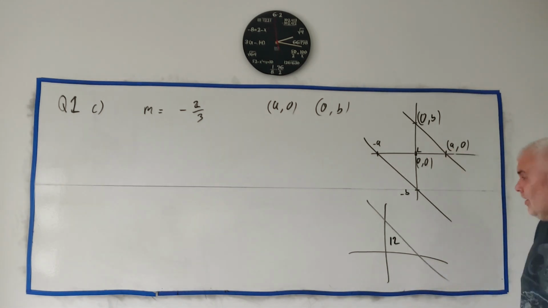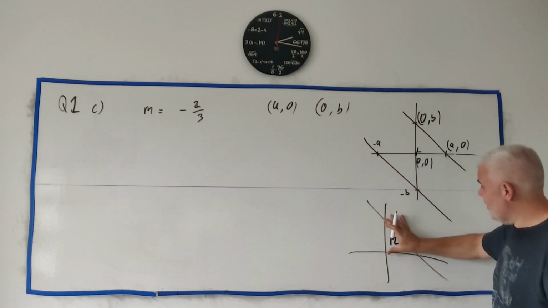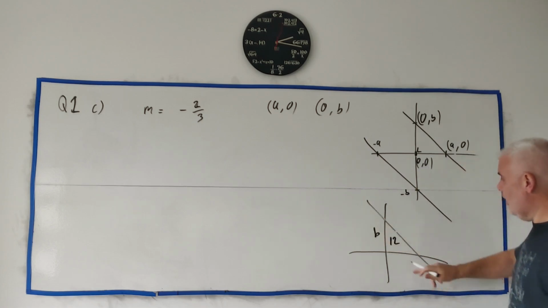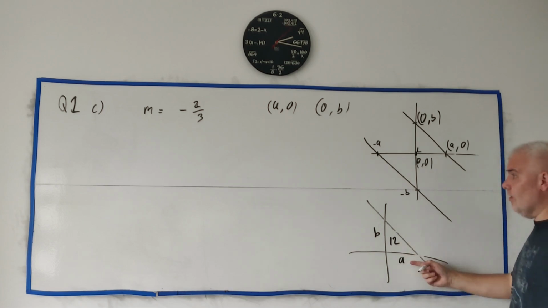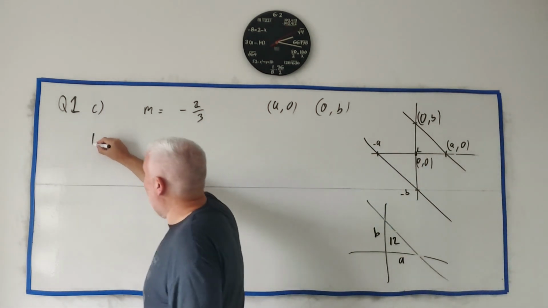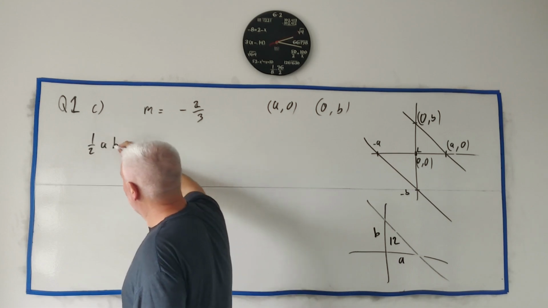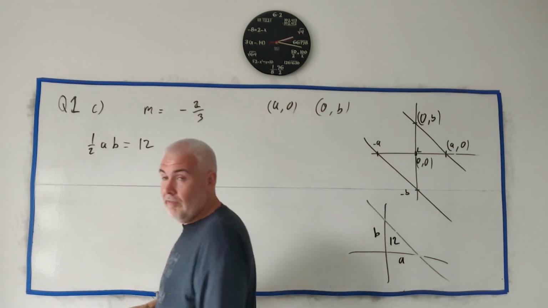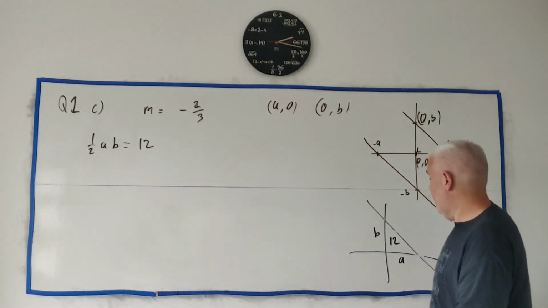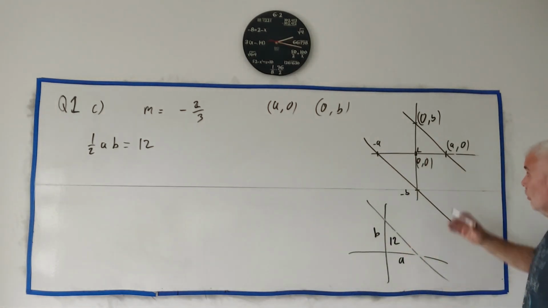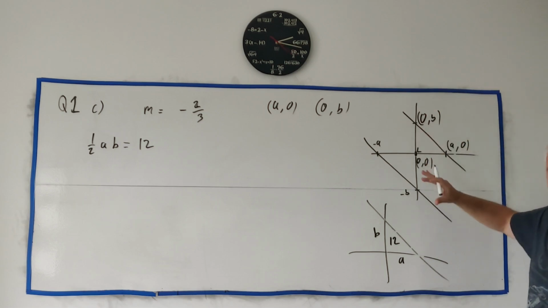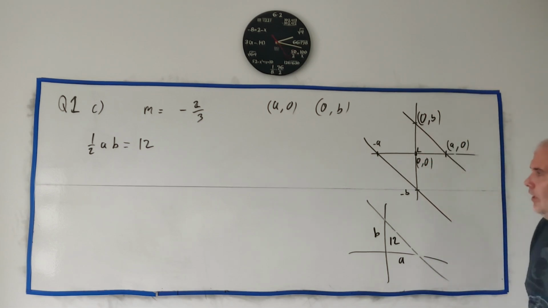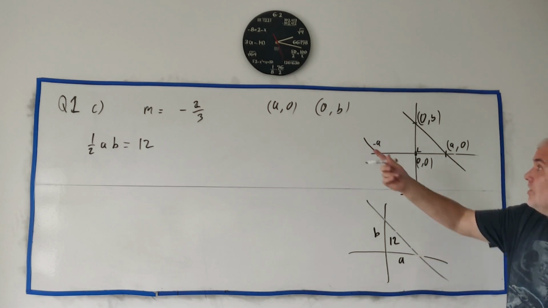It's a right angle triangle. The height of this triangle is just b. The base of this triangle is just a. So the area of this triangle is a half times the base times the height, and we know it's equal to 12. So we have a formula for that area. You could have also, like I said, used 3 points of a triangle where one of them is 0, 0. That'd work.